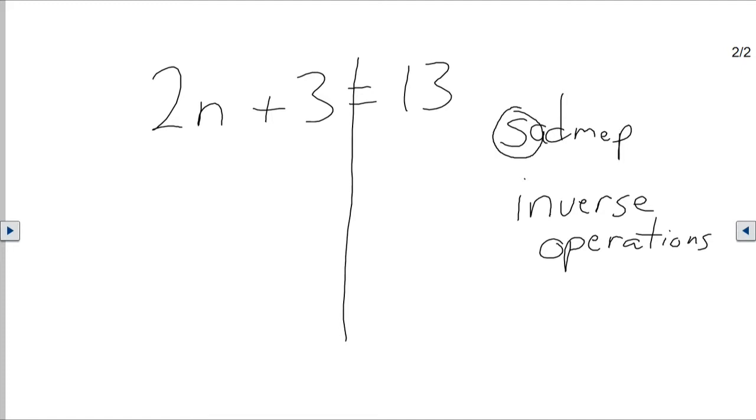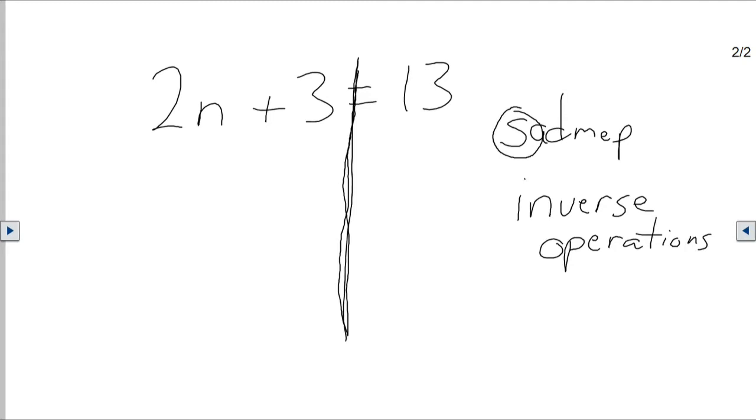Okay, so we use inverse operations. What I like to do on this is draw a line down my equal sign. That's just a reminder of the idea that equations have two sides, and we have to keep those balanced. Whatever I do to one side, I have to do to the other. It's just a visual way to represent that.